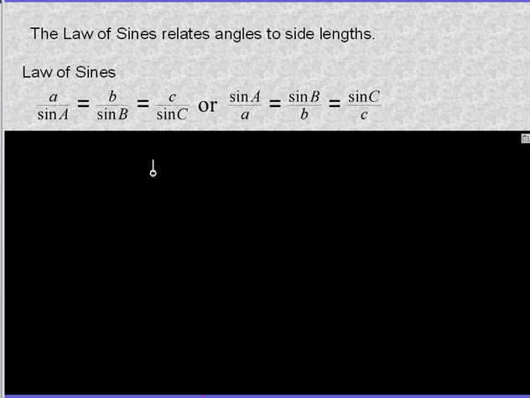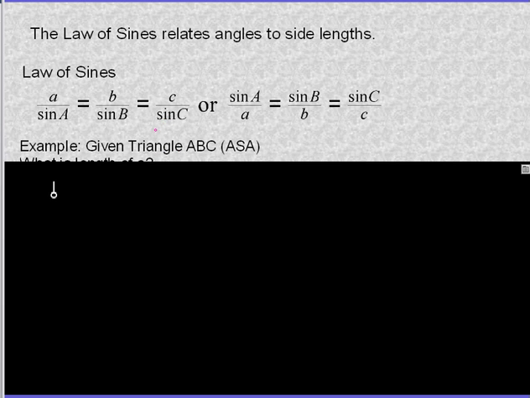And this is what it looks like. The length of side A, which is across from angle A, over the sine of that angle is equal to the length of side B over the sine of that angle is equal to the length of side C over the sine of that angle. Or you can use it in the reciprocal form, with the sines on top and the side lengths on the bottom. Either way, whichever makes more sense, either of these forms is going to work.